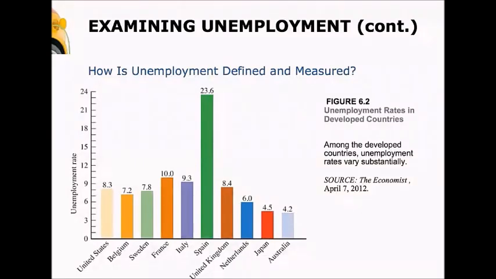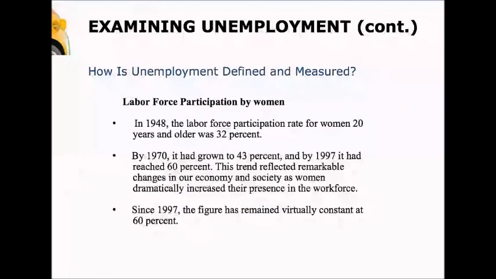Now, is it the same everywhere? No, it's not. The unemployment rate changes within a country, but it also differs across countries at any point in time. Let's look at this unemployment rate across countries from The Economist in 2012. In the United States, it was 8.3%. Belgium, Sweden, Italy, France, right around the same number, between 7 and 10%. Spain, however, had a very high unemployment rate of 23%. And if we look at the low end, Australia had unemployment of only 4.2%. So even at the same point in time, different countries had different unemployment rates.